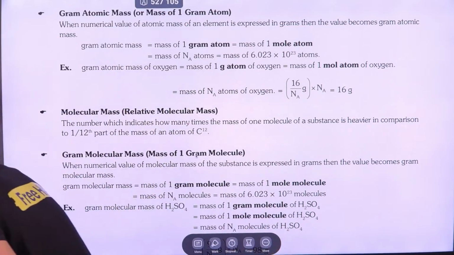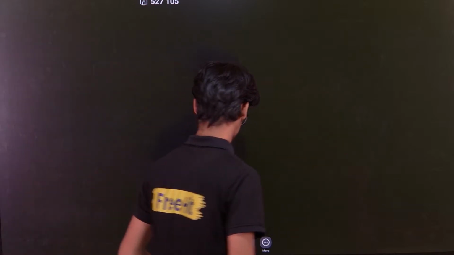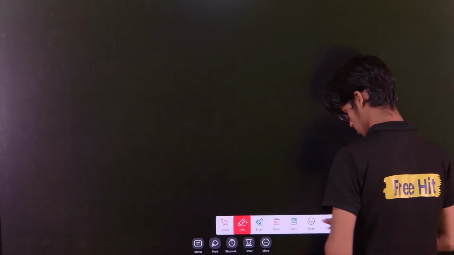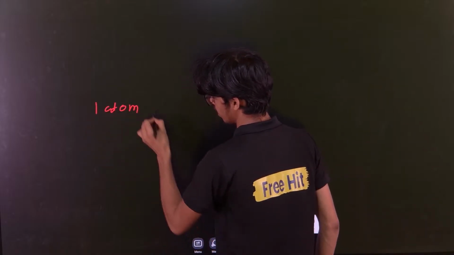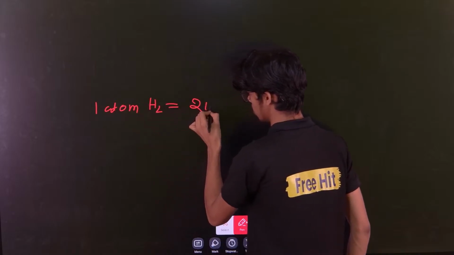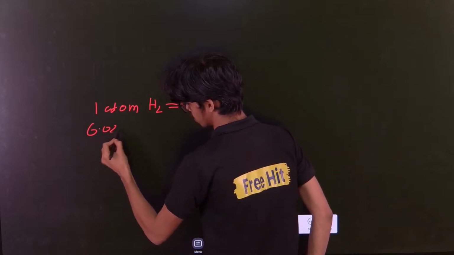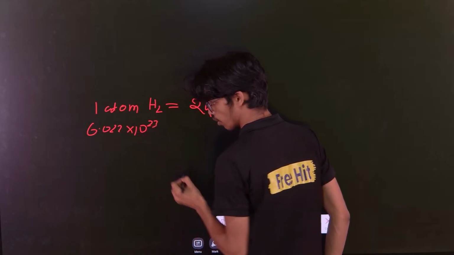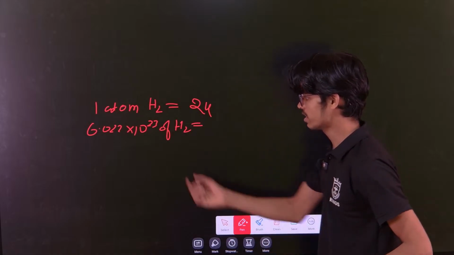Wait, I'll teach you this way. It's very simple. If you take one atom of hydrogen, the weight is 2 units. Got it? But you see the number. Now you take this much number of atoms of hydrogen. Then what is the weight? Can you guess what is the weight of this much number of atoms? Tell me.